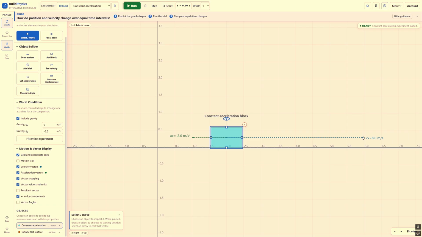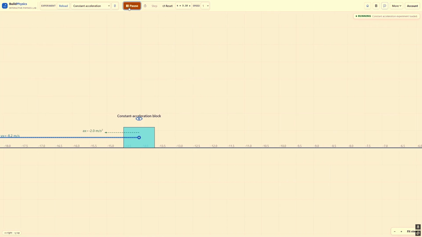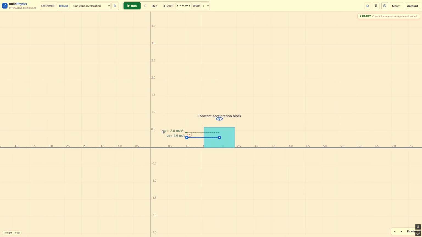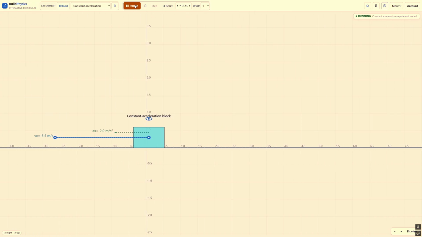Now, let's take my velocity here and make it also negative, like so. And now let's see what happens. What's happening? It is actually speeding up now. So what's going on here? I didn't change the acceleration. The acceleration was -2 in both cases. But when the velocity was to the right, it was slowing down. But when the velocity started to the left, it was speeding up.